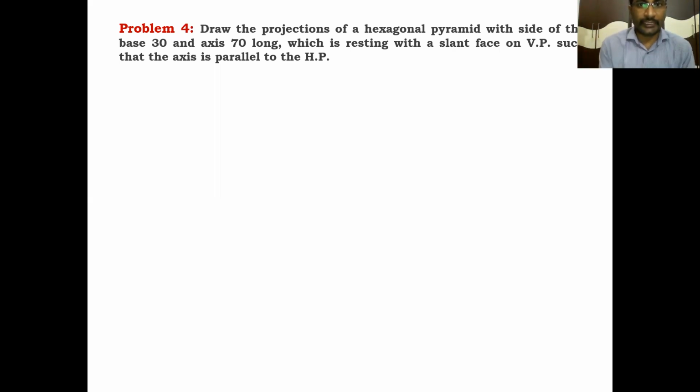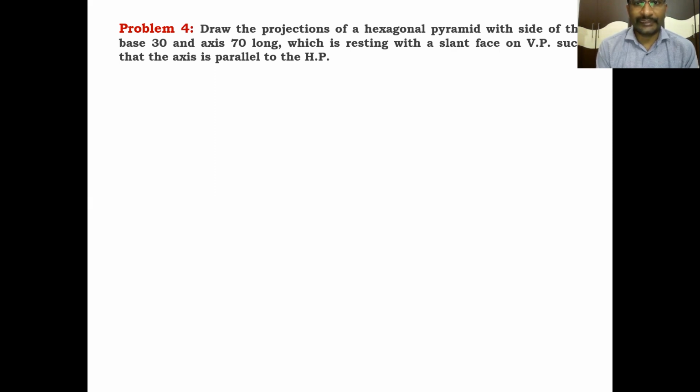I hope you understand the problems from the last class. I explained three problems related to pyramids in different positions. We completed the pentagonal pyramid in simple position and a cone with the axis inclined to HP in the third problem. In this class, I'm going to cover the remaining pyramids in different positions with respect to VP or HP. This is the first problem in this class, problem number 4.